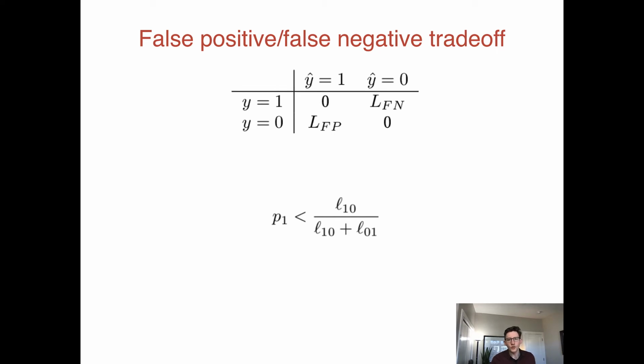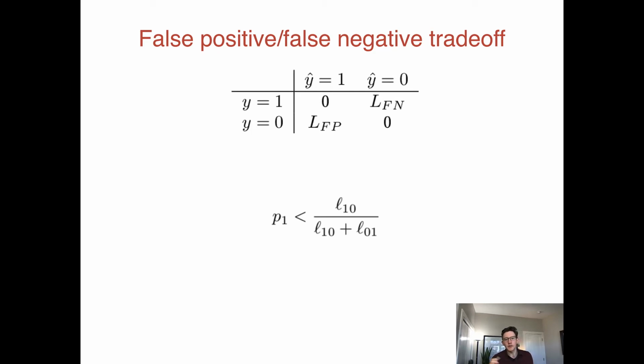We can work out what's the optimal decision. That is what minimizes our expected loss. That is, given that we have some posterior distribution over y being 1 or 0, which choice minimizes the average loss?